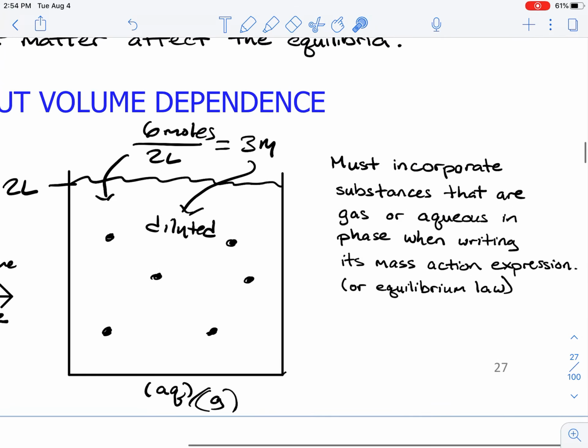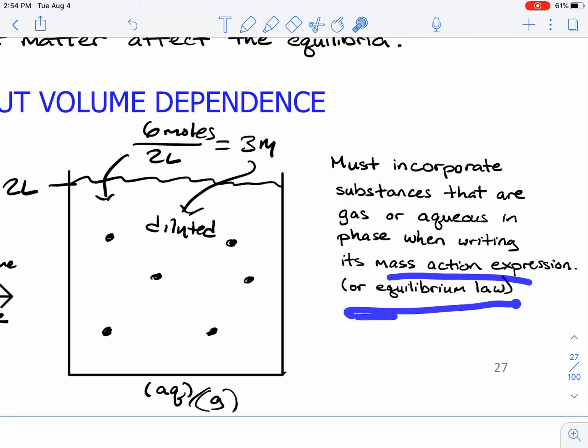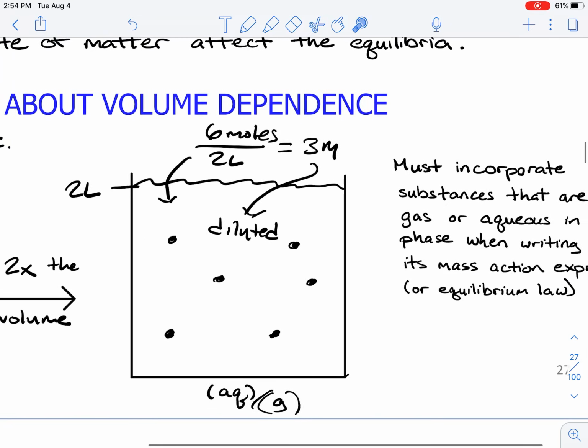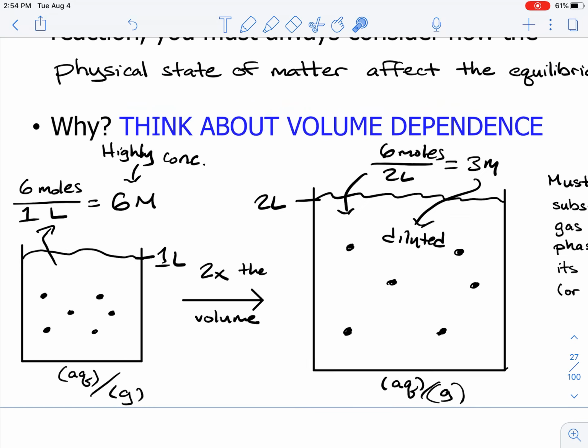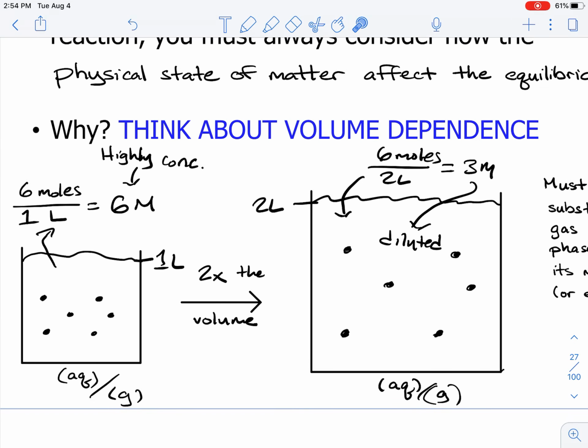And so the moral to this story is that we must incorporate substances that are gas or aqueous in phase when writing the mass action expression or the equilibrium law. It's because there are changes in volume. And that's because the concentration will change if the volume changes. Okay, so there's a dependence on volume for both aqueous and gas phase.